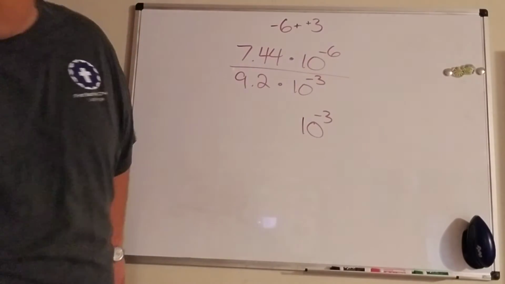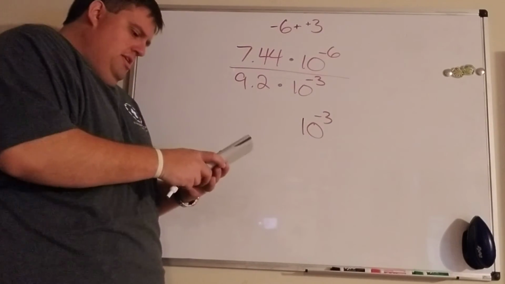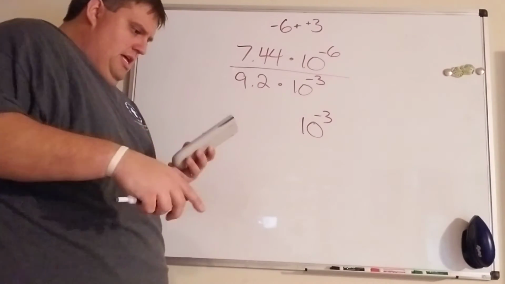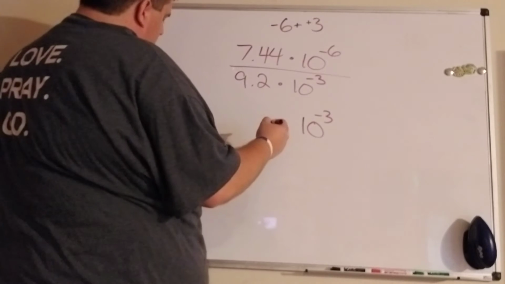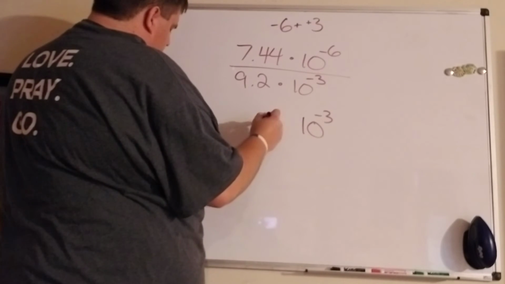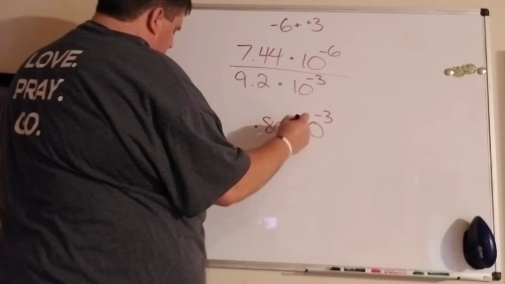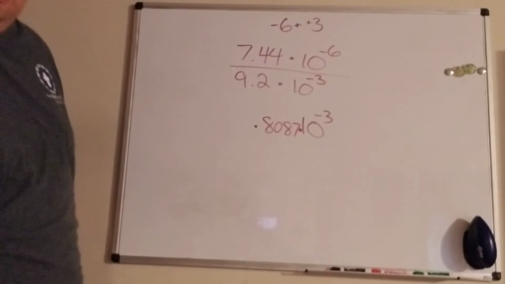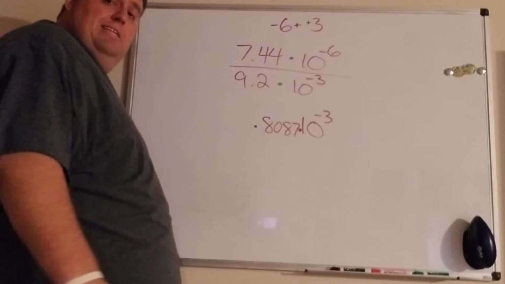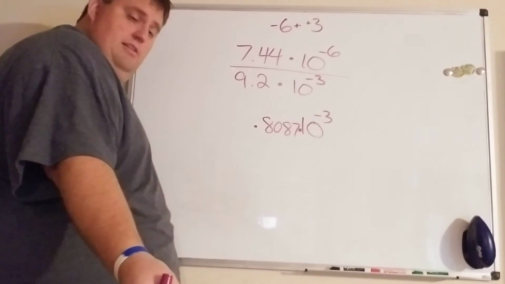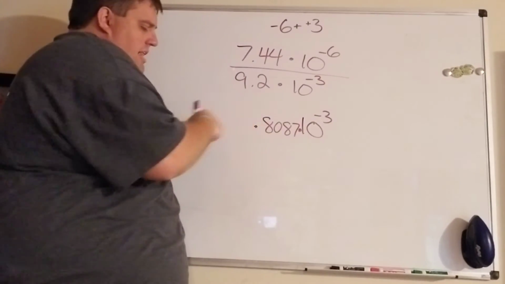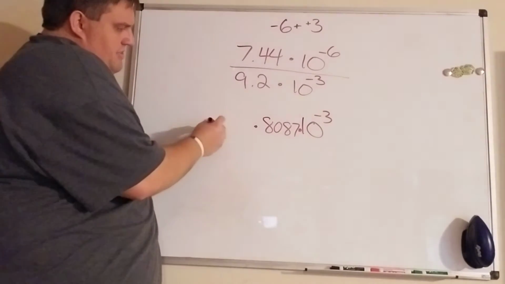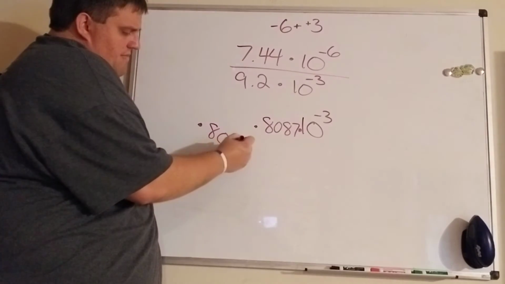And then we got to divide. So let me grab my calculator here. 7.44 divided by 9.2. And that gave me, we're just going to round, 0.8087. And again, my decimal is not where it needs to be, right? There is not a number in front of the decimal. So I'm going to have to fix this. So off to the side here, 0.8087.